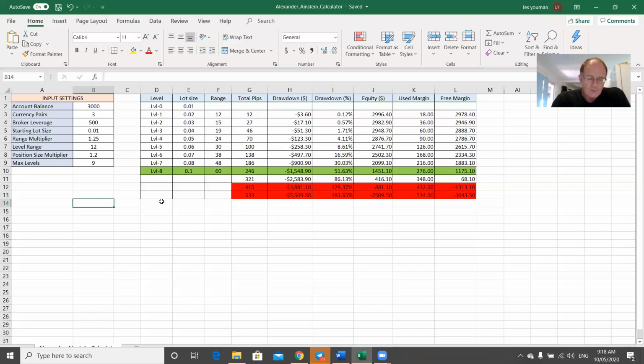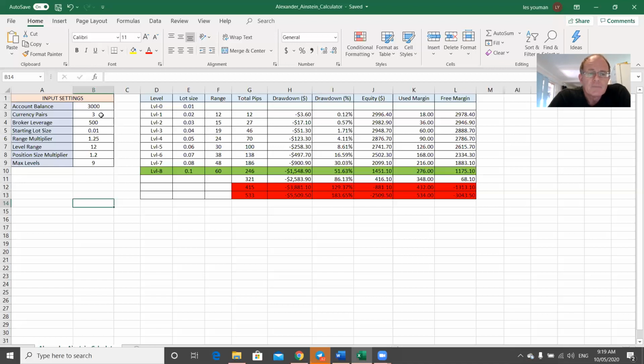But let's go for, well, what have I got on the screen here now? What I've got on this calculator now are my settings, quite common for me to use on my aggressive account. So we're looking at a 3,000 US dollar balance and trading 3 pairs.